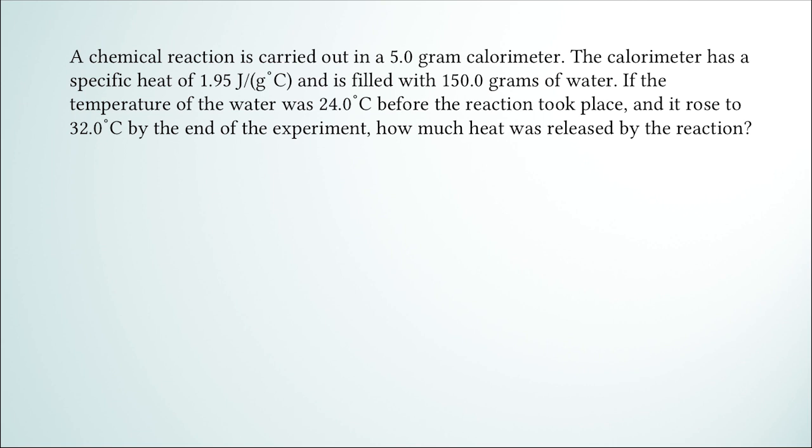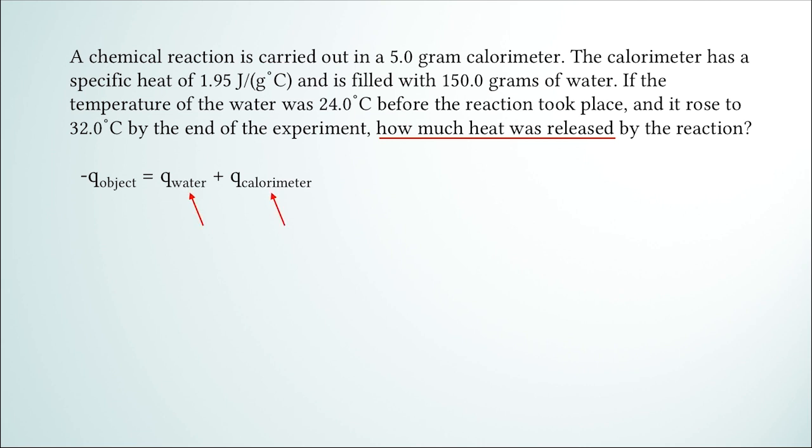Okay, we can treat our chemical reaction as the object that is releasing heat into the calorimeter. We are asked to figure out how much heat was released by the reaction. That means we need to know how much heat the object or reaction released to the calorimeter and the water. Well, equation 12.3 tells us that the heat gained by the calorimeter and the water will be equal to the heat lost by the object.